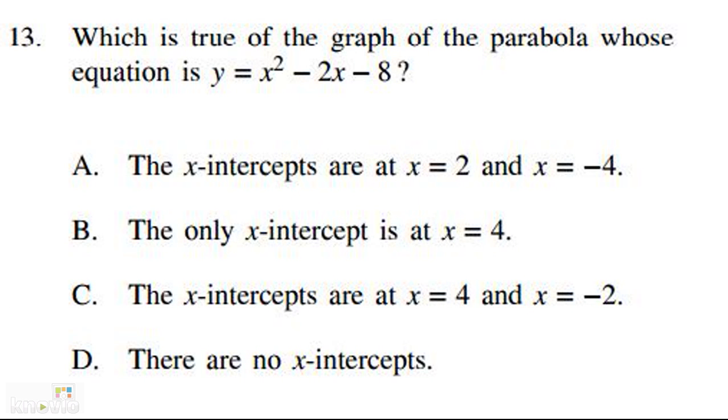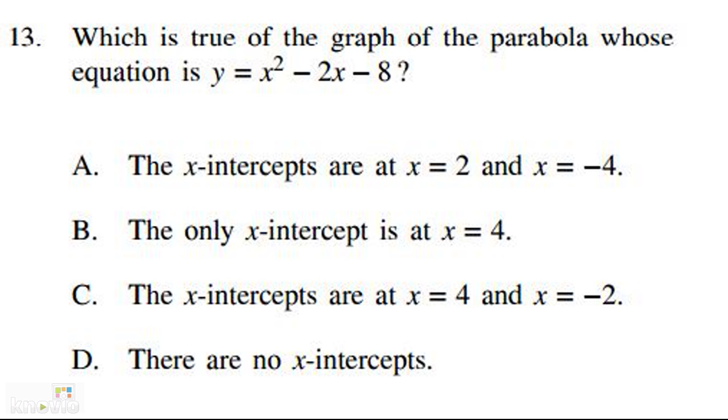This is the answer to question number 13. This is asking us to find a true statement based on the equation. The answers here are all asking us about our x-intercept. So we could try to factor this parabola to see whether or not it factors and then to solve that way. Or we could plug the equation into the y equals on a graphing calculator and find the x-intercepts on the graph. When we do that, you will see that the x-intercepts are located at x equals 4 and at x equals negative 2.